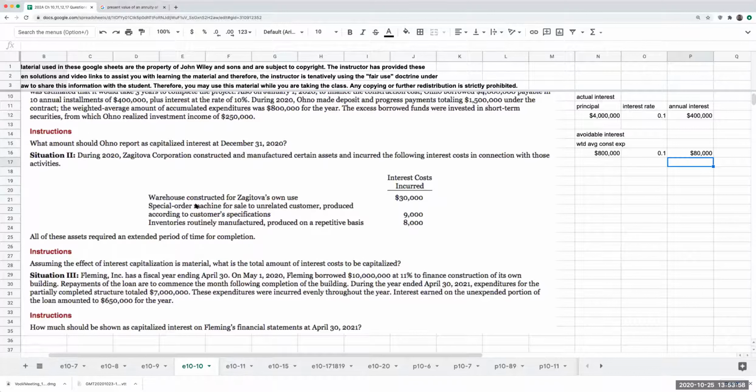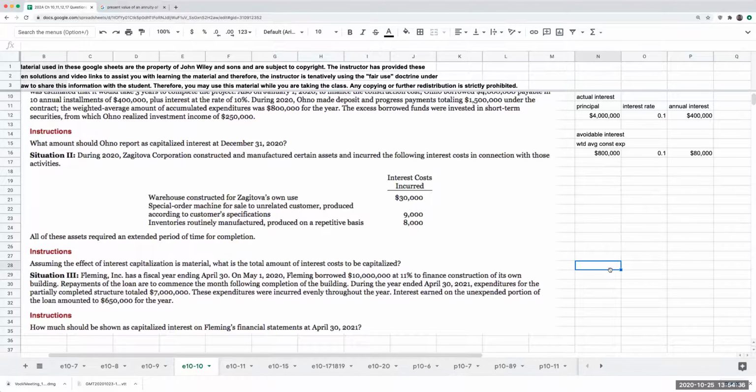Okay, so right over here, looking at situation number 3, Fleming has a fiscal year ending April 30th. On May 1st, Fleming borrowed $10 million at 11% to finance construction of its own building. Repayments on the loan are to commence the month following completion of the building. During the year ended April 30th, expenditures for the partially completed structure totaled $7 million. These expenditures were incurred evenly throughout the year. Interest earned on the unexpended portion of the loan was $650. Again, we don't care about that. How much should be shown as capitalized interest?